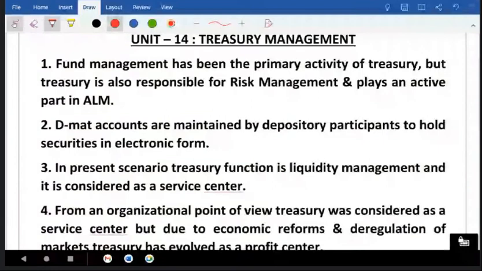Demat accounts are maintained by depository participants to hold securities in electronic form. In our country there are two depositories, NSDL and CDSL. So in India we have two depositories dealing with demats, and they keep the demat in electronic form.